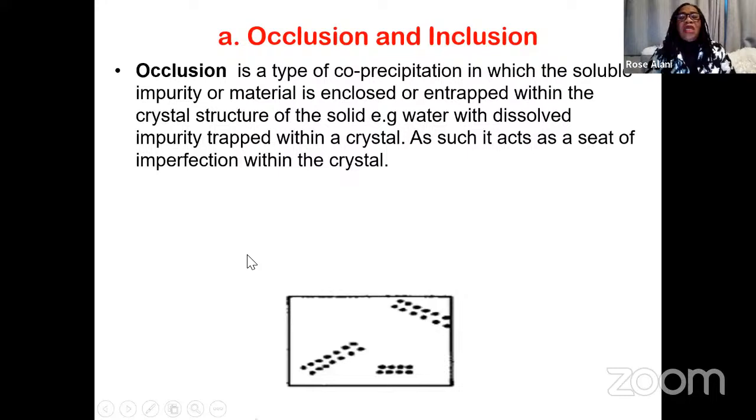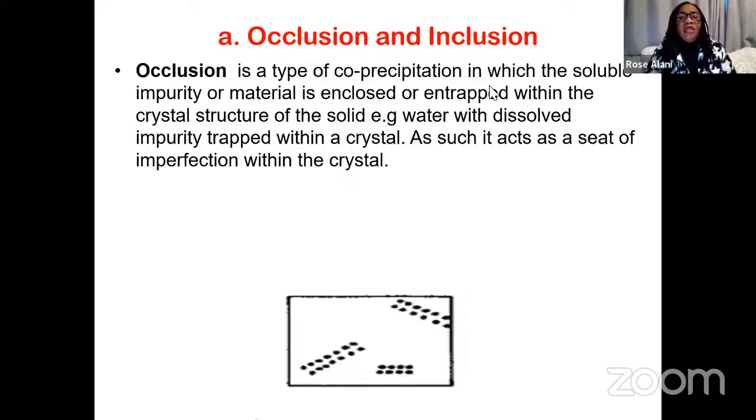So taking the first one, occlusion or inclusion. Sorry, I need to admit people in. Okay.